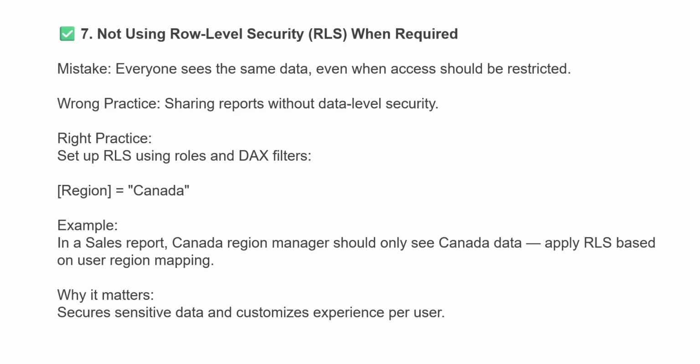Suppose there are more users or more clients to whom we have to give access. At that time we have to use dynamic row level security. Wrong practice: sharing the reports without data level security. It's a big problem, right? For every report we need to create row level security and apply it based on the reports or some visuals. Suppose I want to give access to Canada people only. We can give dynamic or static row level security, so we can give access to those particular people only.